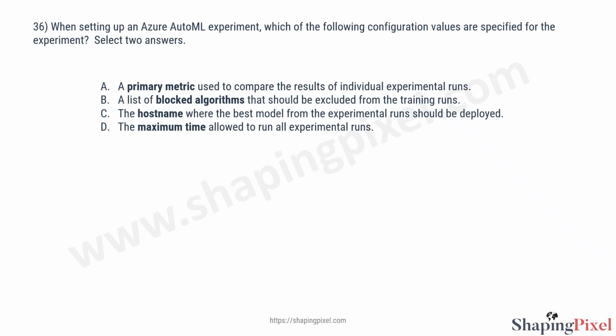Question number 36. When setting up an Azure AutoML experiment, which of the following configuration values are specified for the experiment? Select two answers. And we have the following four options. Option A, primary metric used to compare the results of individual experiment runs. Option B, a list of blocked algorithms that should be excluded from the training runs. Option C, the host name where the best model from the experimental runs should be deployed. Option D, the maximum time allowed to run all experimental runs. So the right answer here is option A and option B.